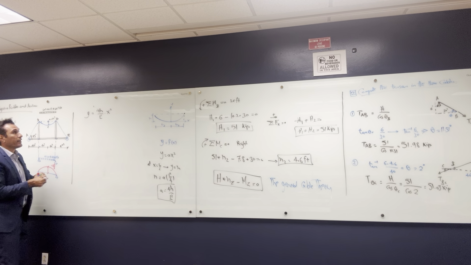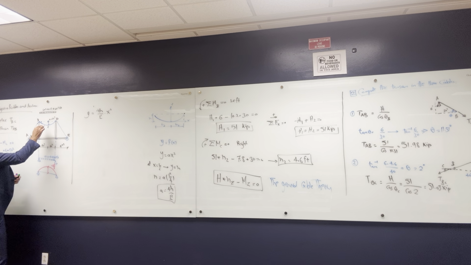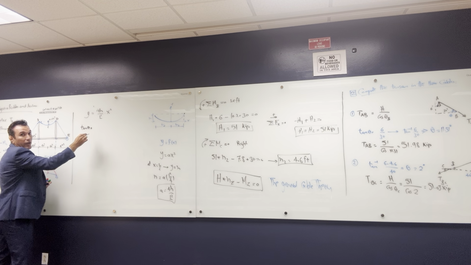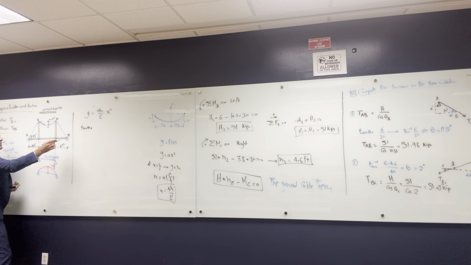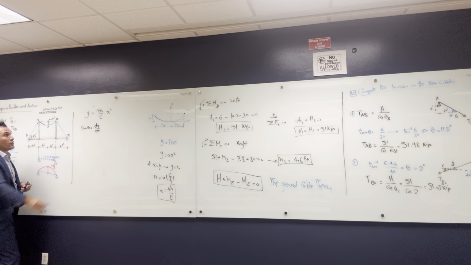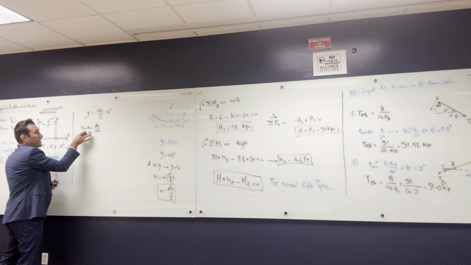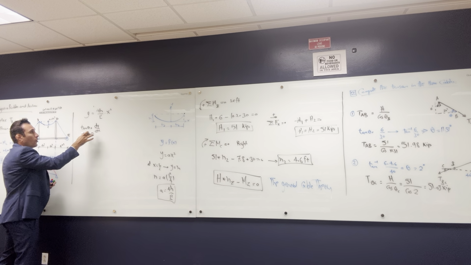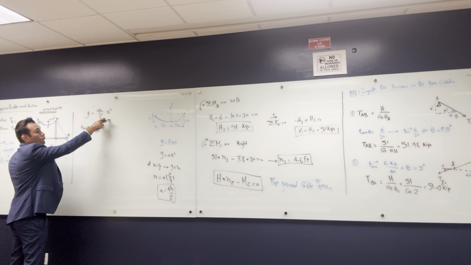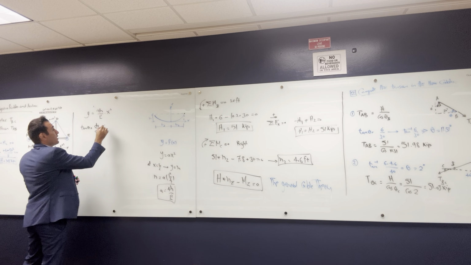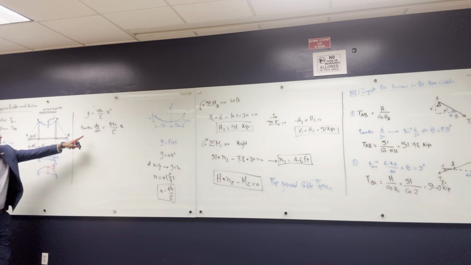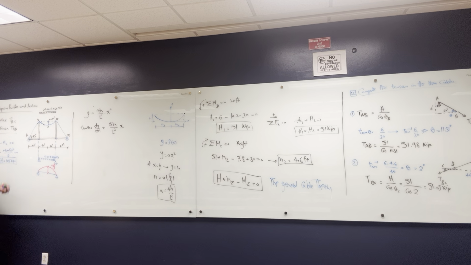So I found the general equation of this parabolic curve. Right now, I can find tan theta. How? Tan theta at any point is equal to the slope, right? If you want to find tan theta, you differentiate this function with respect to x, dy/dx. It gives me tan theta, which is the slope at any location x. So if I differentiate this, it's going to be 8h over L squared multiplied by x. So right now I found the general equation of tan theta.